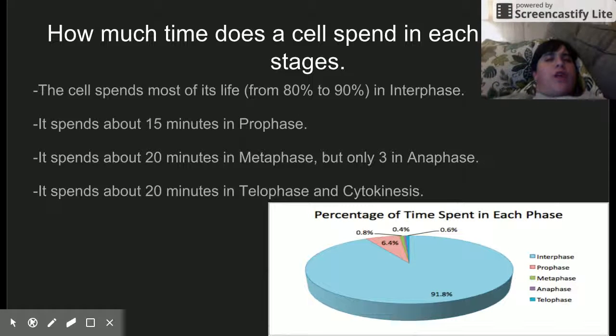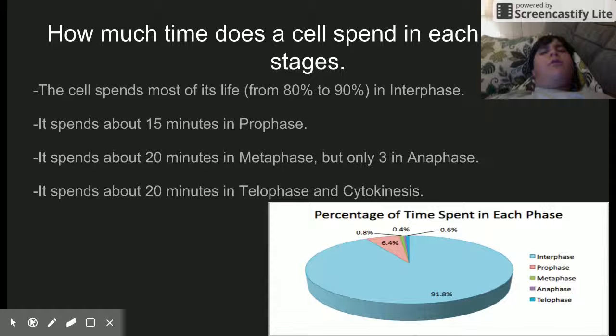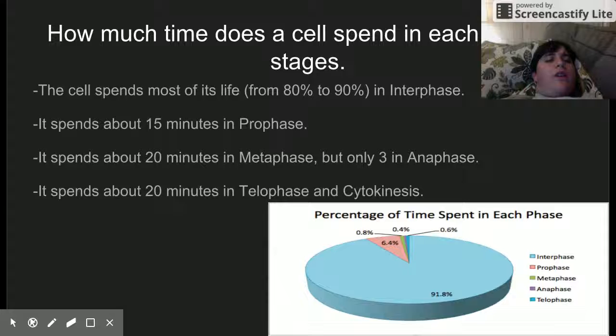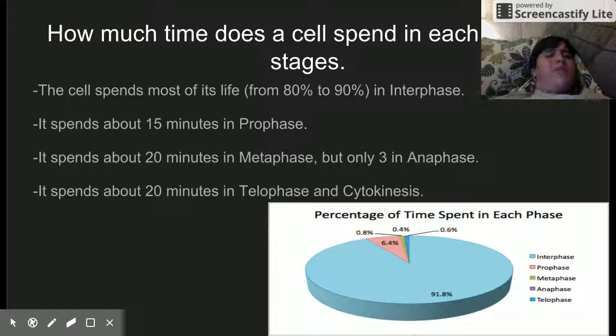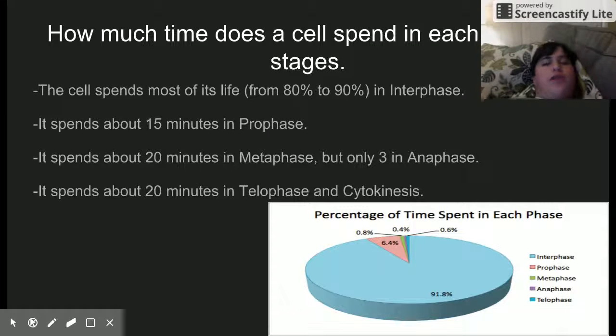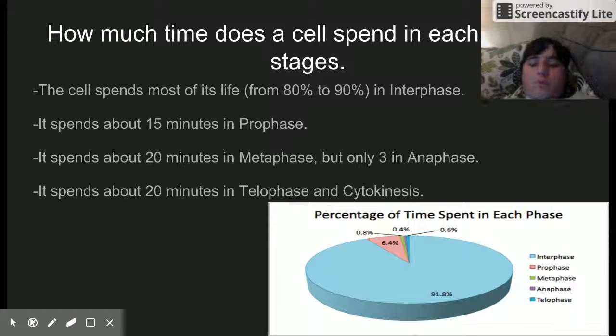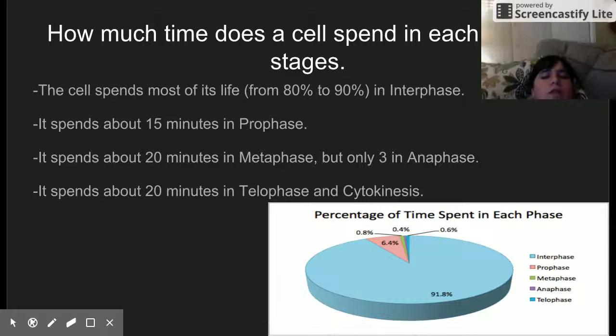And how much time does a cell spend in each of these stages? Well, for 80 to 90% of its life, it spends most of that in interphase. It spends about 15 minutes in prophase, 20 minutes in metaphase, but only 3 in anaphase, and it spends 20 minutes in telophase and cytokinesis. Here's my percentage pie chart on the bottom right. As you can see, that's about correct for what I've said.